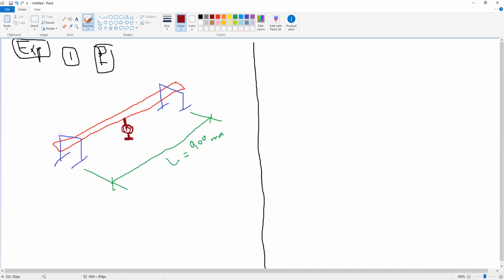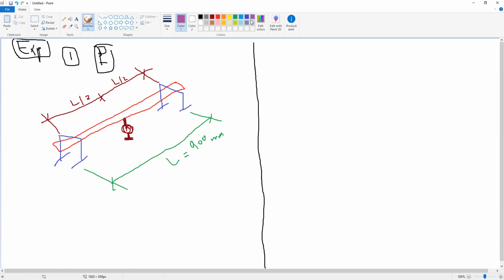Okay, this dial gauge will be here because you expect the deflection at mid span, so this dial gauge should be at mid span, L divided by 2.